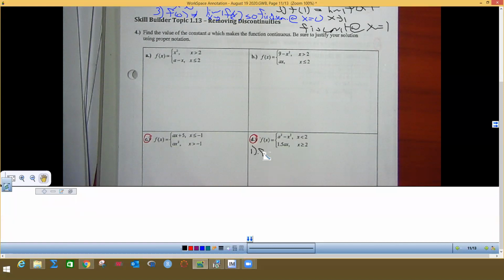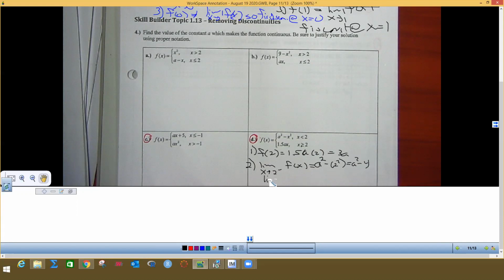Step 2 is where it's changing, so we need to find f of 2. Here's where x equals 2, so I have to plug it in there. That's going to be 1.5 times a times 2, which ends up being 3a. Then I have to do the limit as x approaches 2 from the left, which is less than, so that's going to be this top one, a squared minus x squared. So I'm going to have a squared minus 2 squared, which will be a squared minus 4.